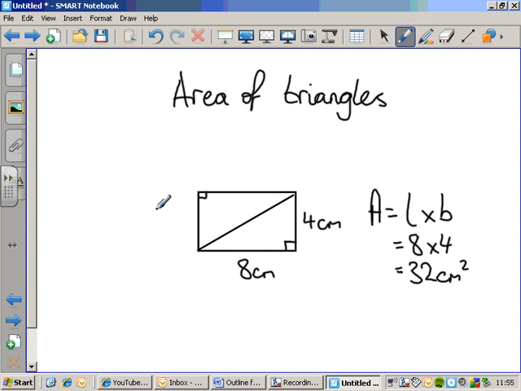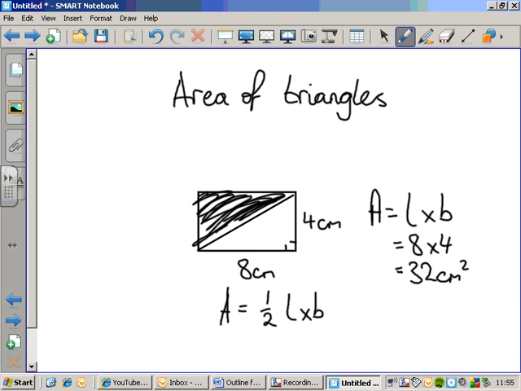So each of those triangles will have an area of half the area of the rectangle, because we split the rectangle in half. So the area of each triangle will be 16 centimeters squared. In other words, if we were to get rid of that one there, we could say that the area of this right angled triangle that remains would be half of whatever the length times the breadth is.